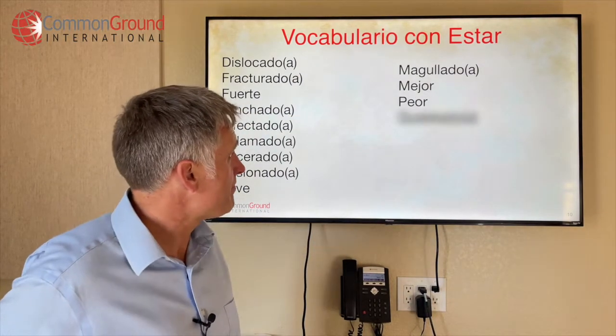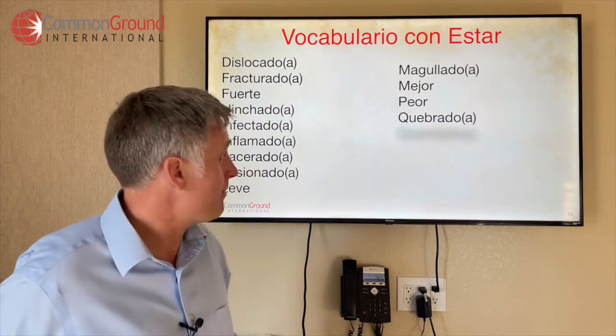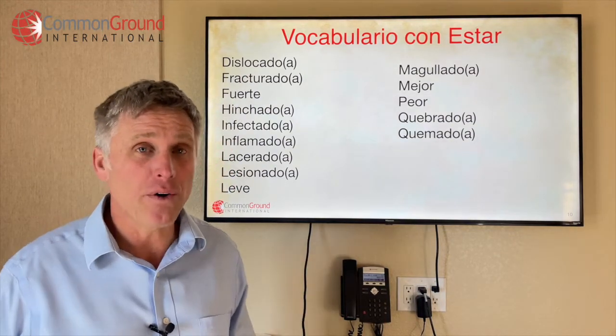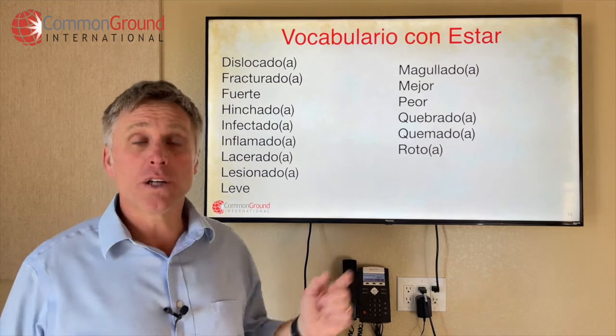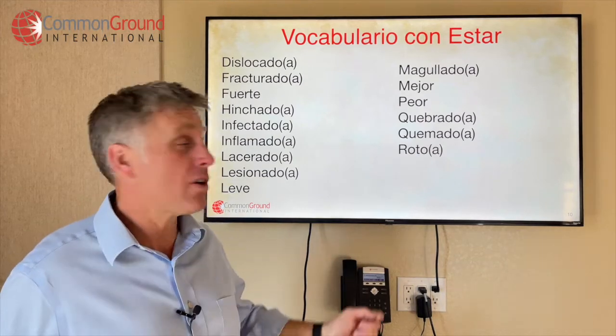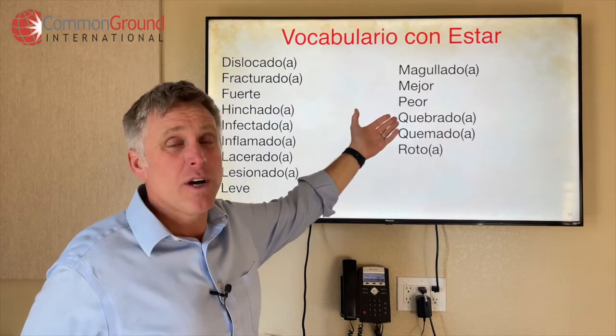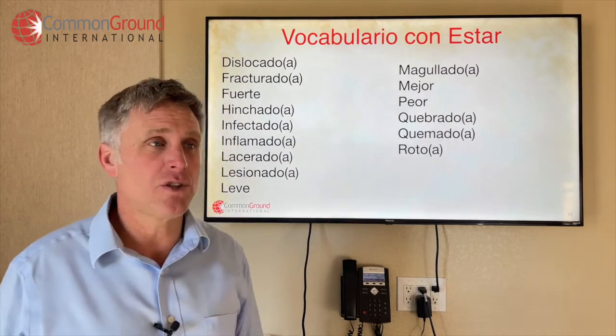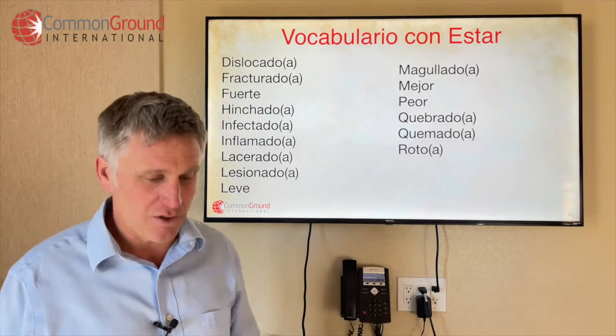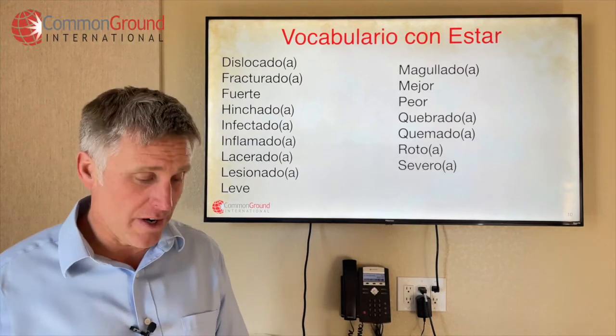Mejor, better, okay? Peor, worse. Quebrado, broken. Quemado, burned. Roto, also broken or torn. This one's good for soft tissue. Quebrado's not really good, broken, for soft tissue, but roto is good for soft tissue. Muscles, ligaments, etc. Severo, severe.